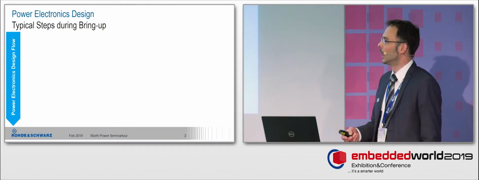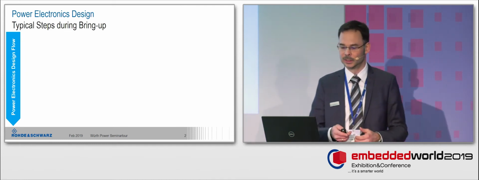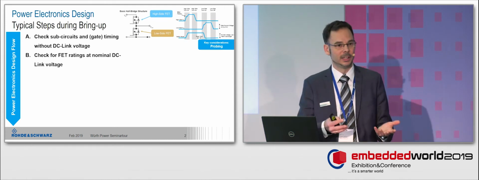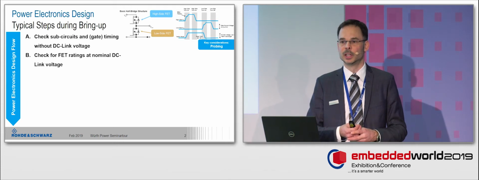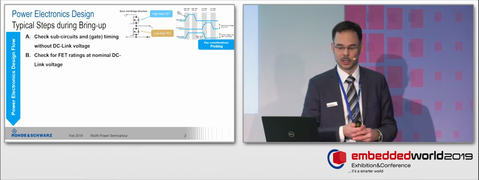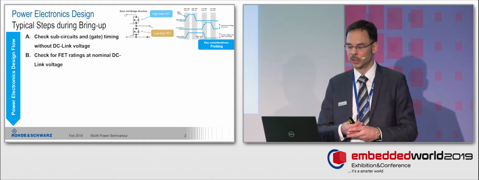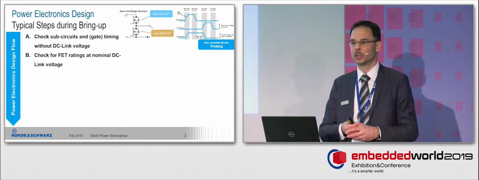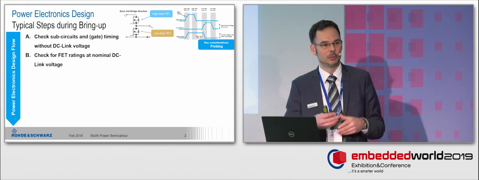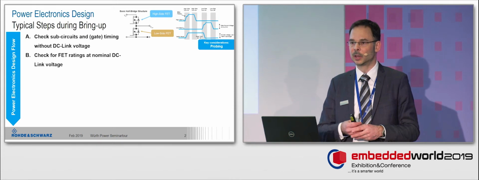application area. If you go through the design flow of power electronics design, one of the first things when you're really designing inverters or converters, so when you care about the switching, when you're not only using modules, is you care about circuit, sub-circuit timing, you care about dead time and so on. And usually you do this in the first step without DC link voltage applied. And then in the next step, if you're sure the timing is correct and you don't have a short circuit or something like that, a shoot through, then you care about FET ratings.